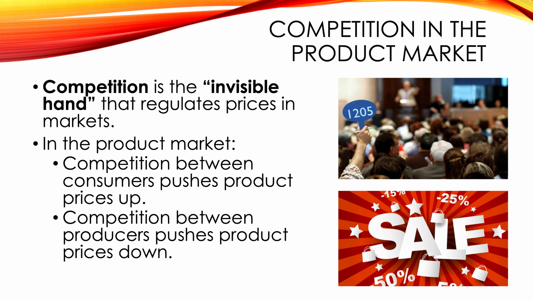But then you've got competition between producers. Producers would like to sell the thing that they're selling. And how do you get people to buy what you're selling? You try to lower the price. So think about the sales that you see out there. As companies want to sell more, they'll lower the price. So the company will say, I'll sell this for $10. Another company will say, okay, I'll sell it for $5. And it's that competition between sellers that pushes prices down.